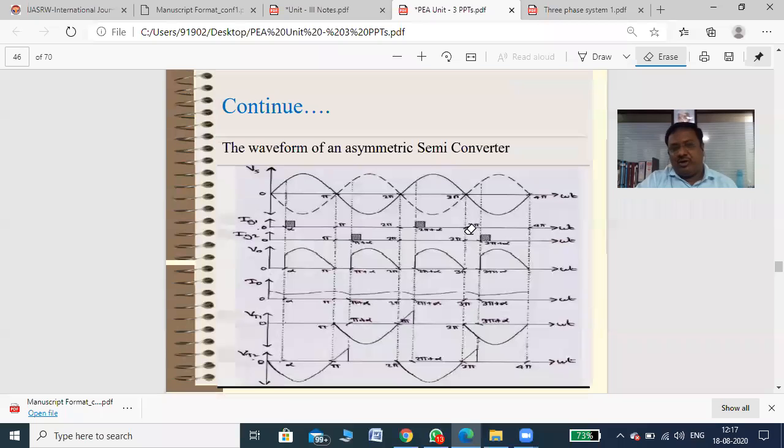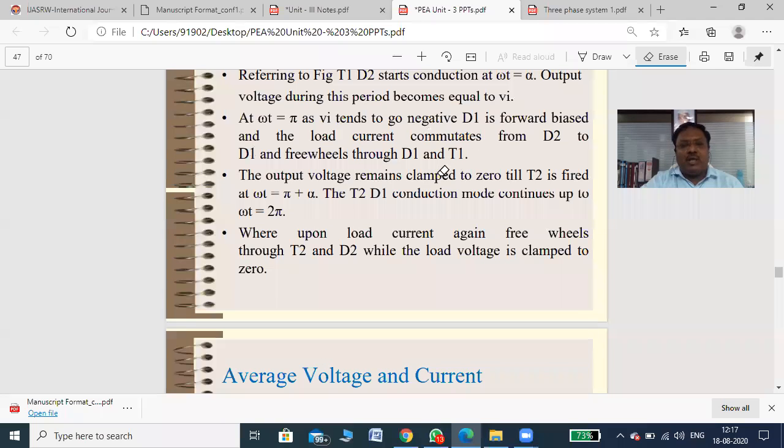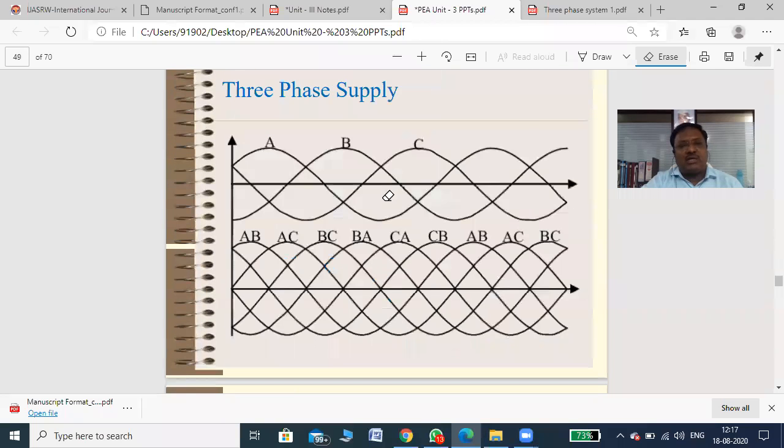I will immediately share the notes on this particular unit after this lecture, so that you can easily understand. And further, if you do not understand the concept of the semi-converter, you can ask me in the next lecture. But first read the notes, and then we will discuss it in the next lecture, right? The working is given here, and even the equations are the same.